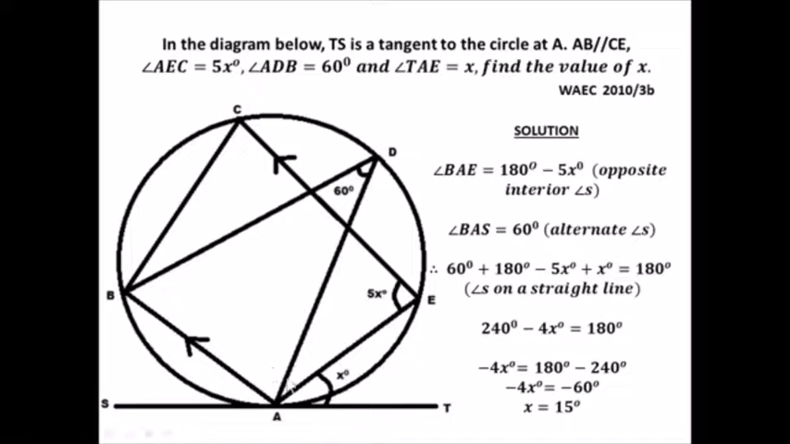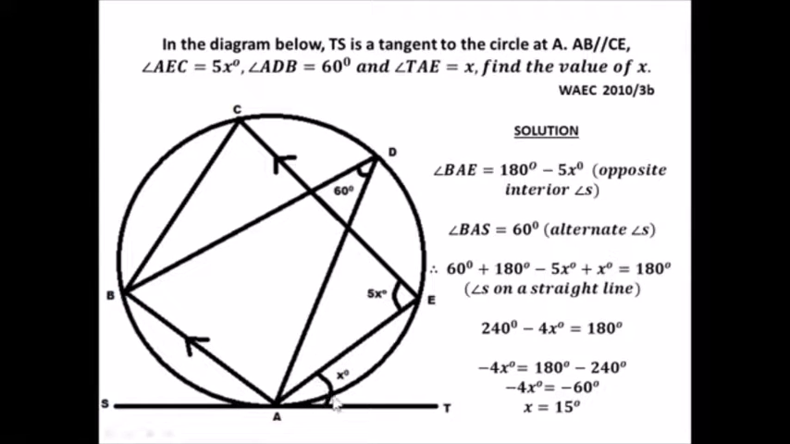So to get this angle here, if you remove this 5x from 180 degrees, that gives us 180 minus 5x. So that's why this angle BAE is 180 minus 5x. So if I have angle BAE to be 180 minus 5x and this angle here to be 60 degrees, the total angle on this straight line will give us 180 degrees. Reason, angle on a straight line.